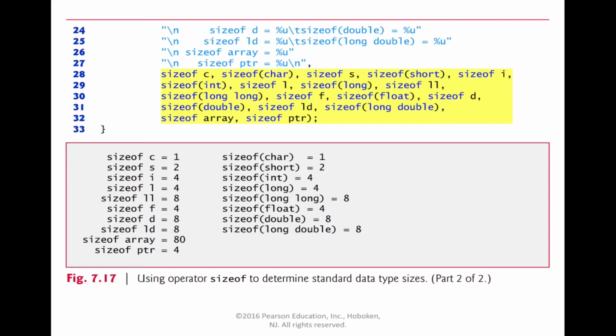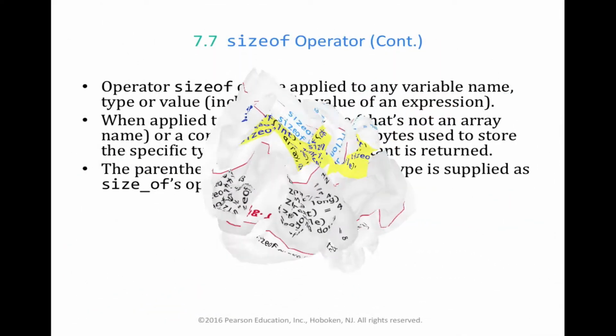So a character is a single byte. A short is 2 bytes. An int is 4 bytes. A long is 4 bytes. A long is 8 bytes. A float is 4 bytes. A double is 8 bytes. A long double is 8 bytes. The array is 80 bytes, and the size of a pointer is 4 bytes. So those are just for some comparisons for you.